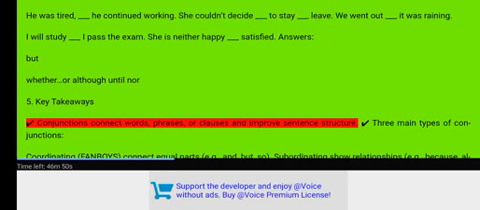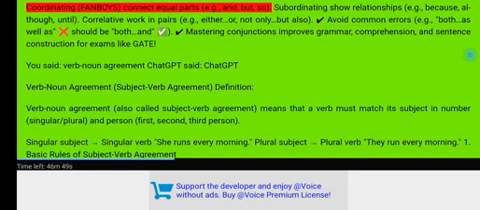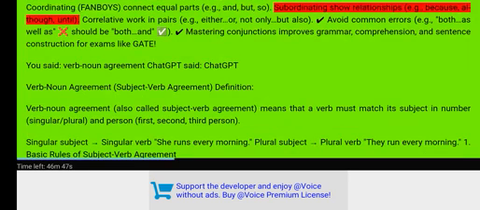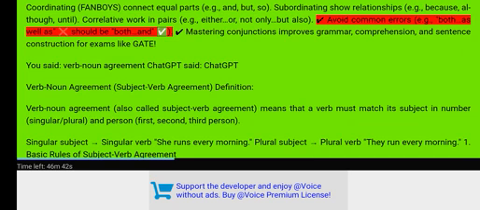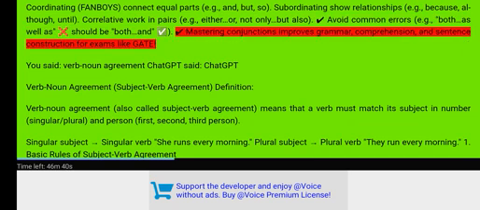Conjunctions connect words, phrases, or clauses and improve sentence structure. Three main types of conjunctions. Coordinating, FANBOYS, connect equal parts, for example and, but, so. Subordinating shows relationships, for example because, although, until. Correlative work in pairs, for example either, or, not only, but also. Avoid common errors: both, as well as is wrong, it should be both, and. Mastering conjunctions improves grammar, comprehension, and sentence construction for exams like GATE.